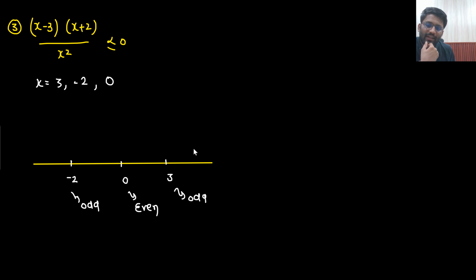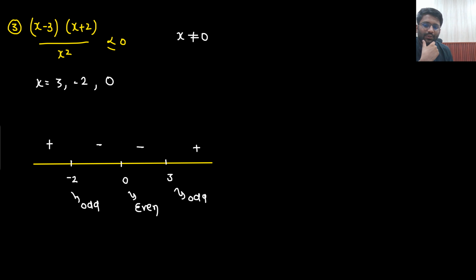If x is greater than 3, everything will be positive. Odd power is there, sign changes. Even power is there, no sign change. Odd power is there, sign changes. What do we need to accept? Less than or equal to 0. But you know that where my denominator is becoming 0, at x equals 0, my denominator is becoming 0. That means x equals 0 is not accepted.